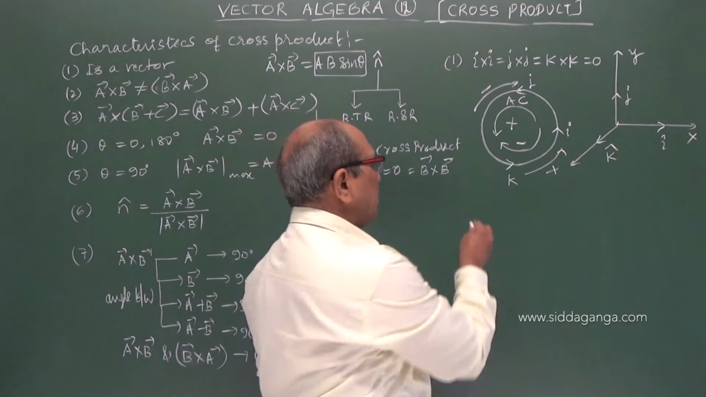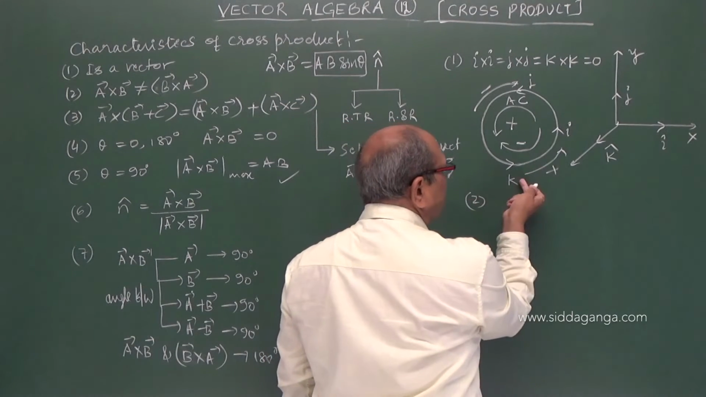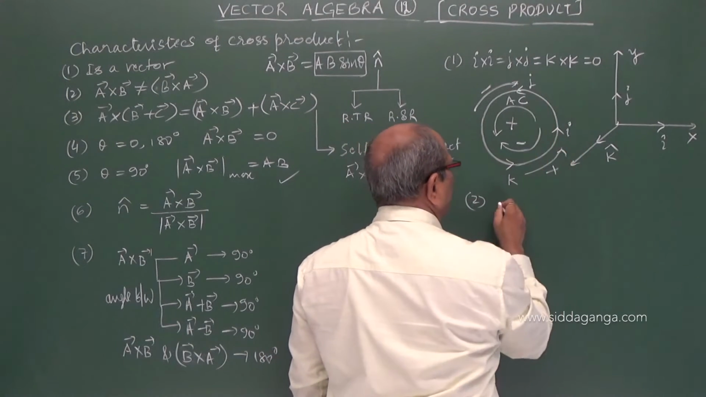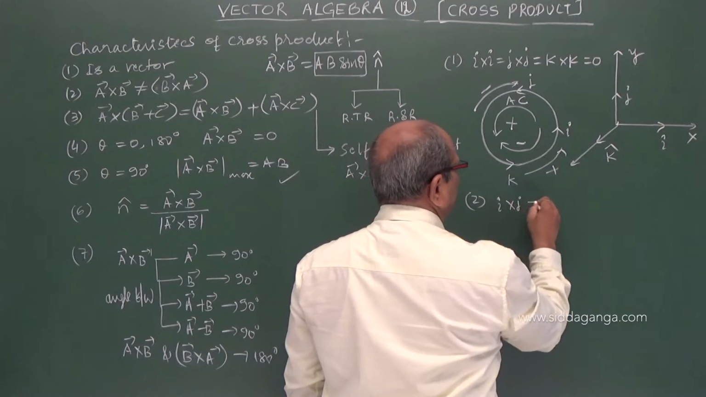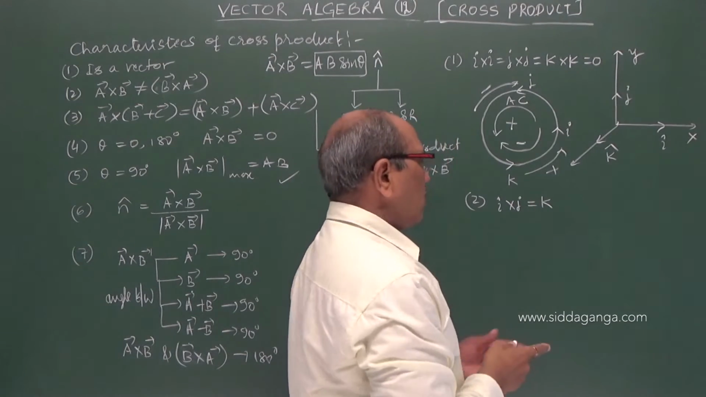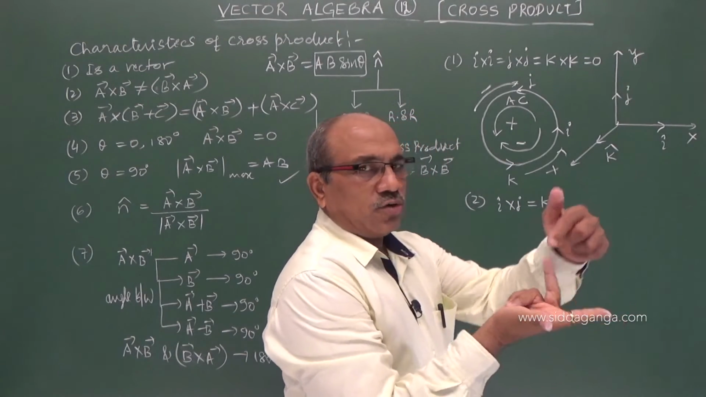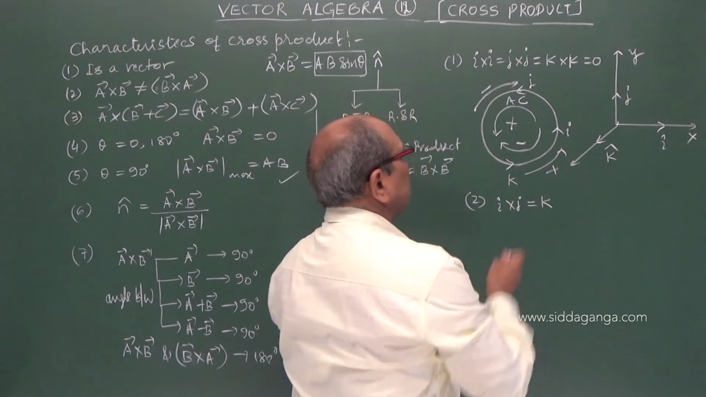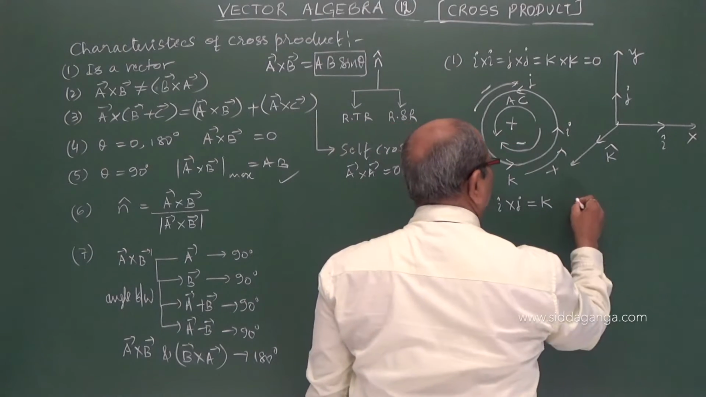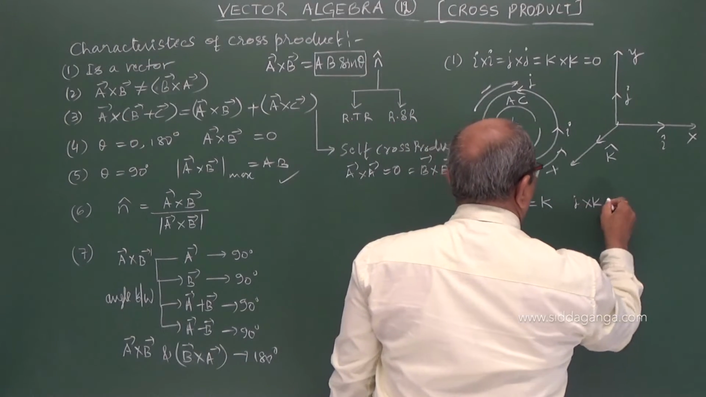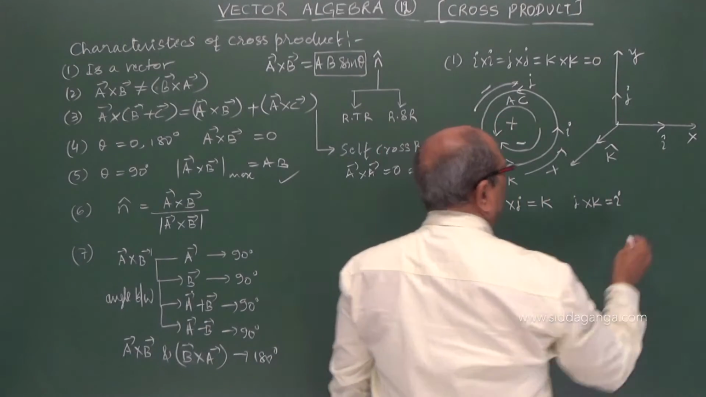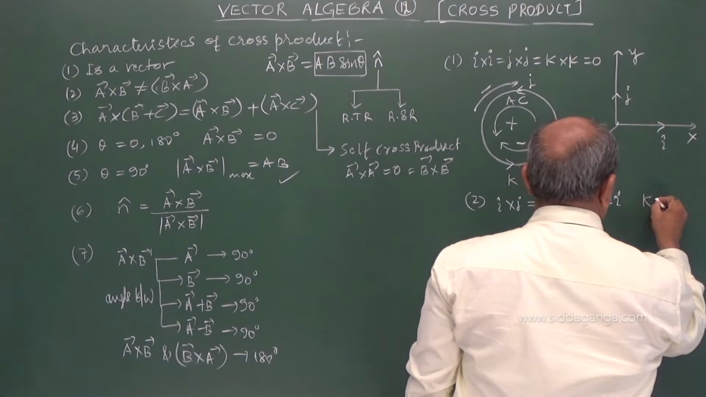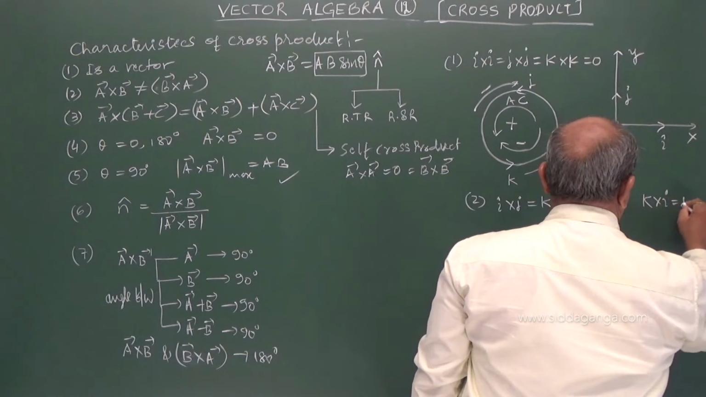Therefore, I can write in the second case, i cross j can be written as k. i cross j goes to k, anti-clockwise. Similarly, j cross k is i. And k cross i is going to be j.